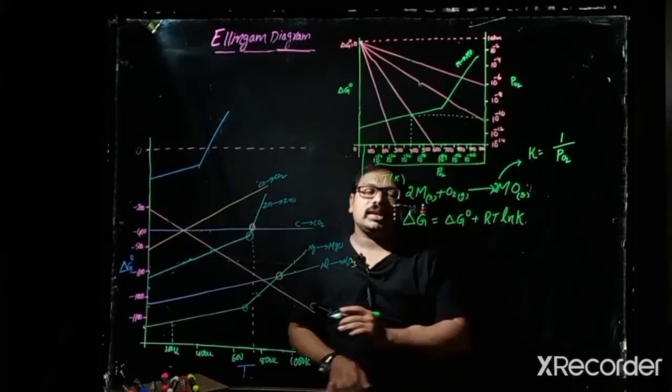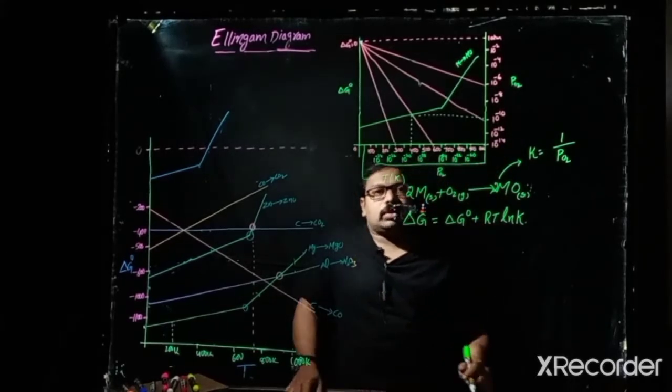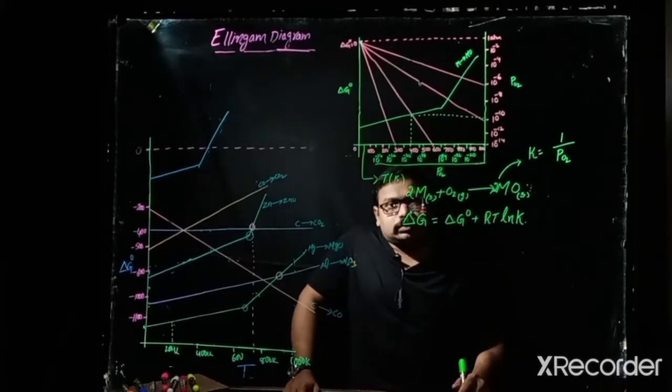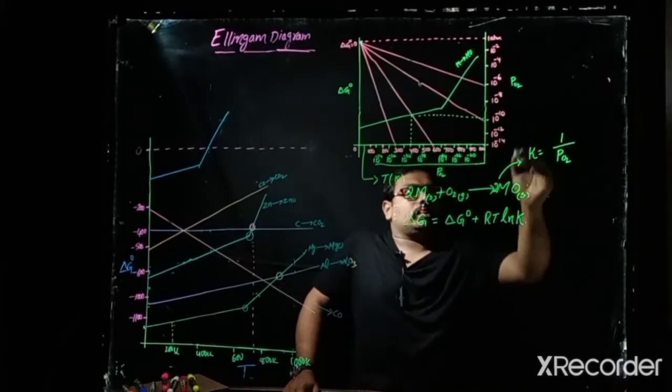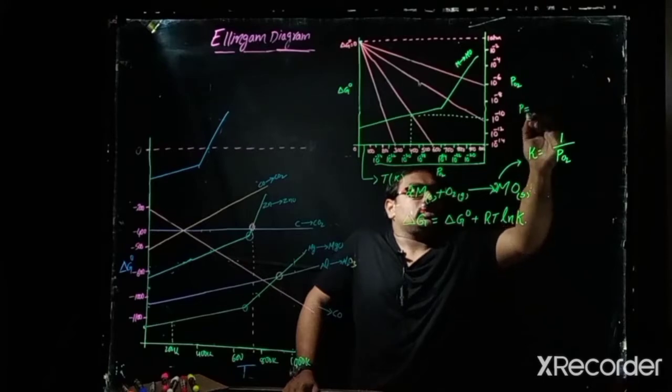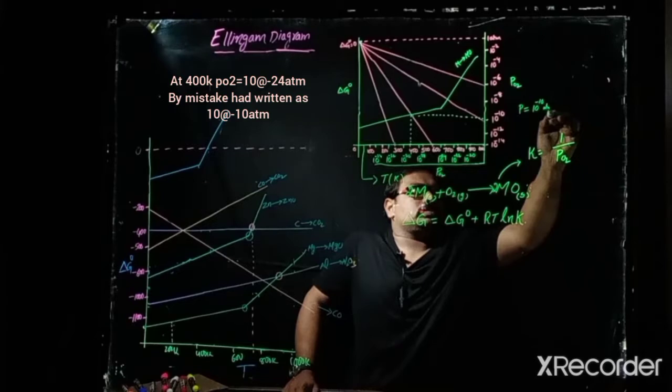So at 400 Kelvin, what is the equilibrium partial pressure of oxygen? That will be 10 to the power of minus 10 atmospheres.